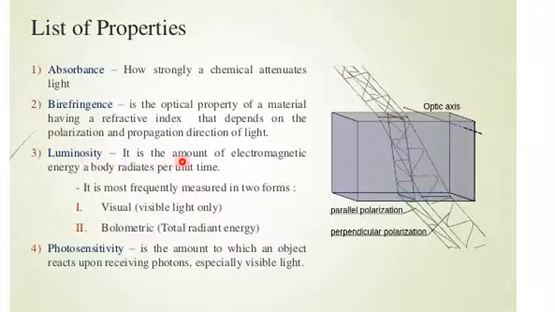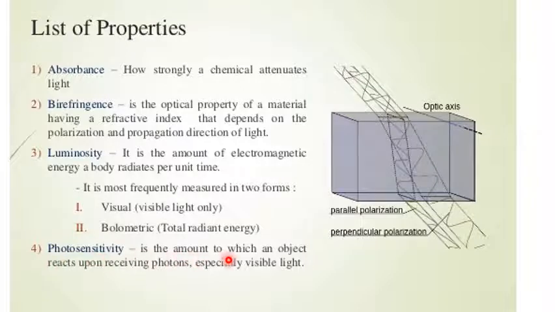Luminosity is the amount of electromagnetic energy a body radiates per unit time. Every body radiates some amount of electromagnetic radiation. Some bodies emit more electromagnetic radiation and some emit less. For example, a tube light emits more electromagnetic radiation. So this is called the luminosity of the material. It is most frequently measured in two forms: visual, visible light only; and bolometric, total radiant energy, which is other than visible.